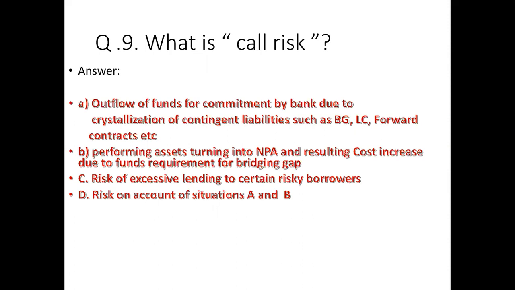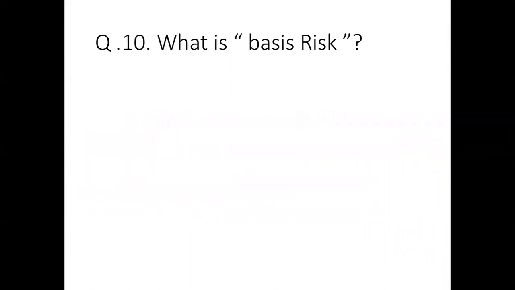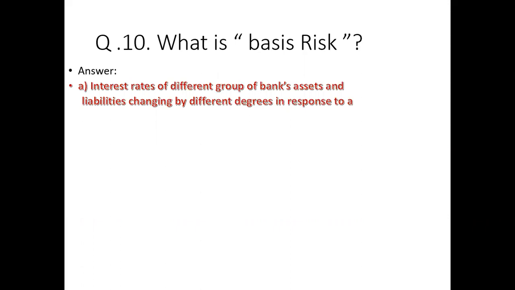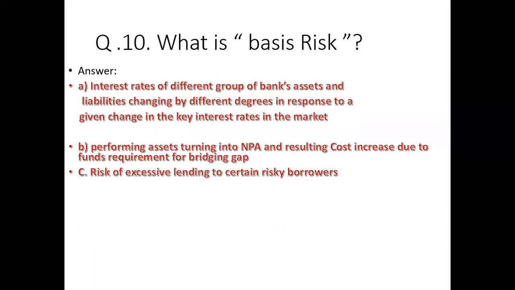It's a peculiar name that Basel 3 has given; we have to remember it, there is no other way. What's the logic? Don't worry. Now, basis risk. So many questions they will ask. Basis risk means you are linked to different reference rates. Sometimes you are linked to MIBOR, sometimes to RLLR, sometimes to MCLR. The interest rate on assets and liabilities being linked to different benchmark rates is called basis risk.